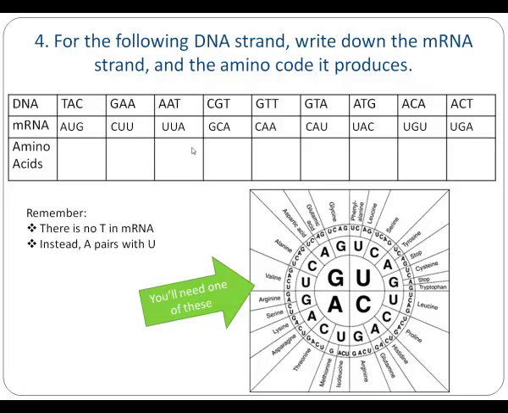Now I'm going to use my wheel. So I have A, U, G, that's methionine. CUU is leucine. So is UUA, so on and so forth, until we get to the end with UGA, which is the stop codon. It tells me to stop coding my protein.